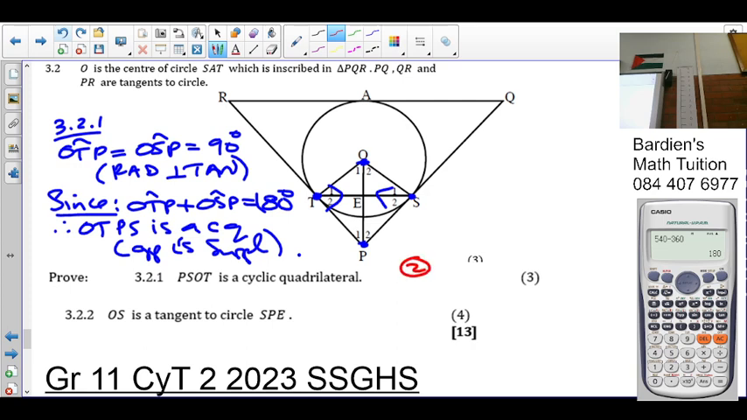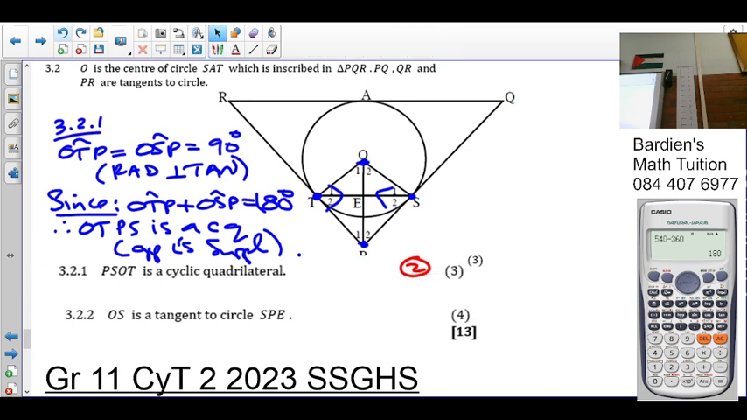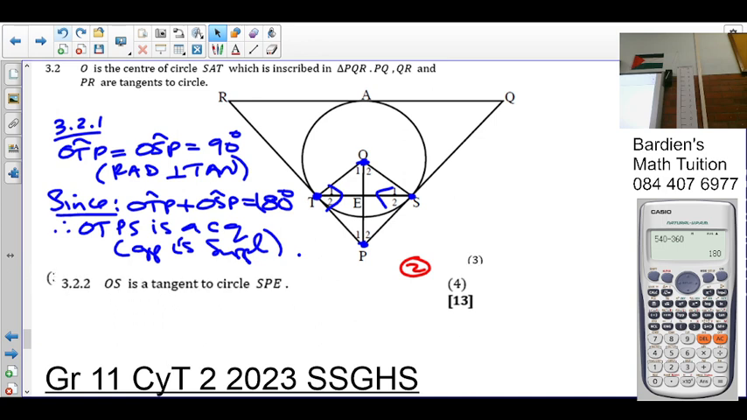3.2.2. Here we are told to prove that OS is a tangent to the circle through SPE. So in other words, I must prove that S1 is equal to P2. If I prove that S1 is equal to P2, I've done the job. Why? Because if OS was the tangent to the circle SEP, then those angles would have been equal. Why? Because of the tan chord theorem. Not so?